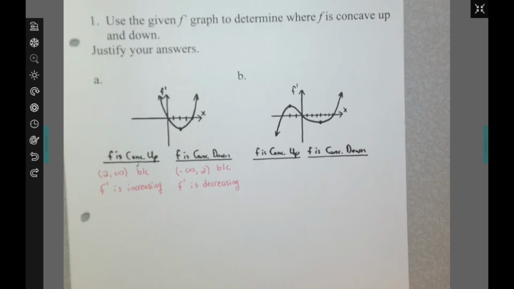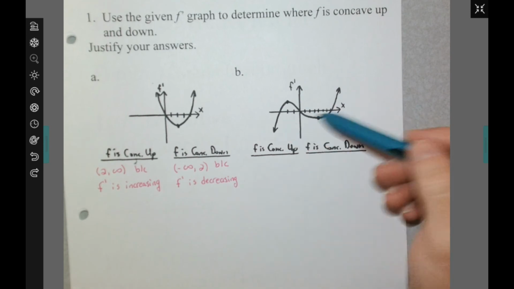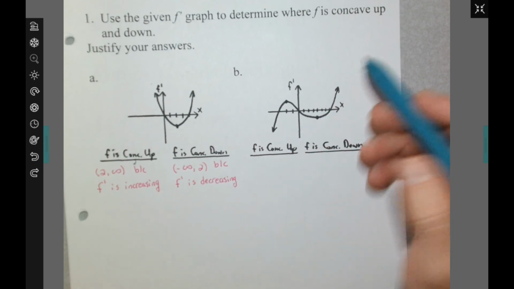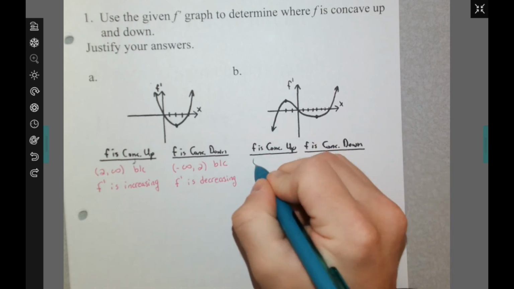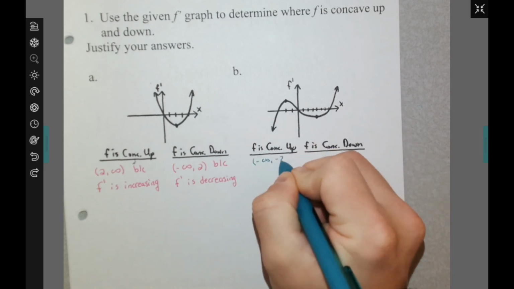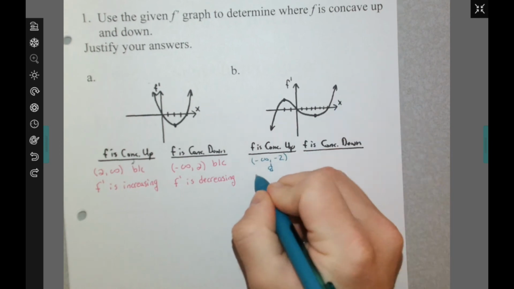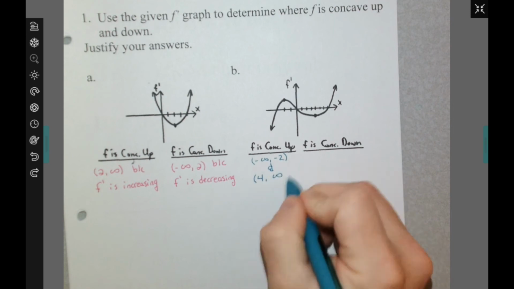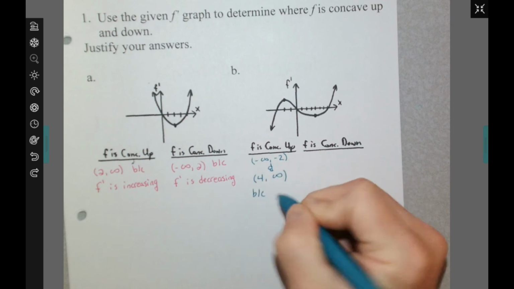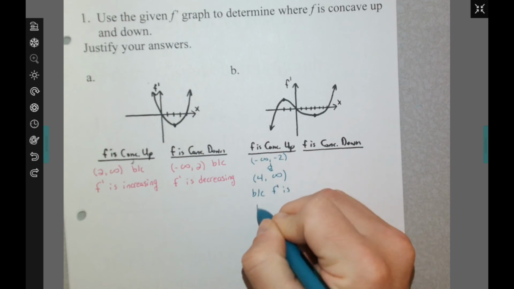There we go. So for part B, this gives us a little different function where we're going to have multiple intervals going on. So concave up, I want to know when is it increasing? It's from negative infinity to negative 2. And over here, so from 4 to infinity, because f prime is increasing.